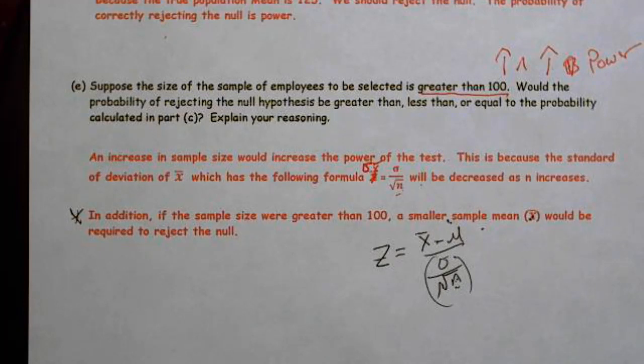I'm going to say that again. That's pretty big words. As the sample size gets bigger, we need a smaller and smaller mean to reject the null if the actual null is false. So increasing the sample size makes it easier and easier to reject a false null because we minimize the amount of sample variation.